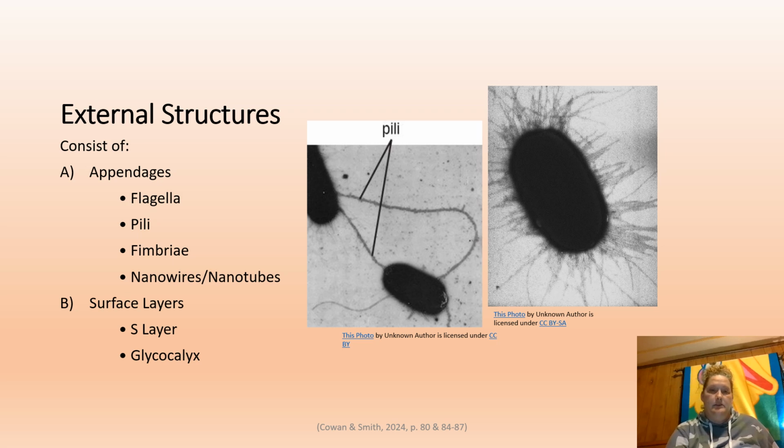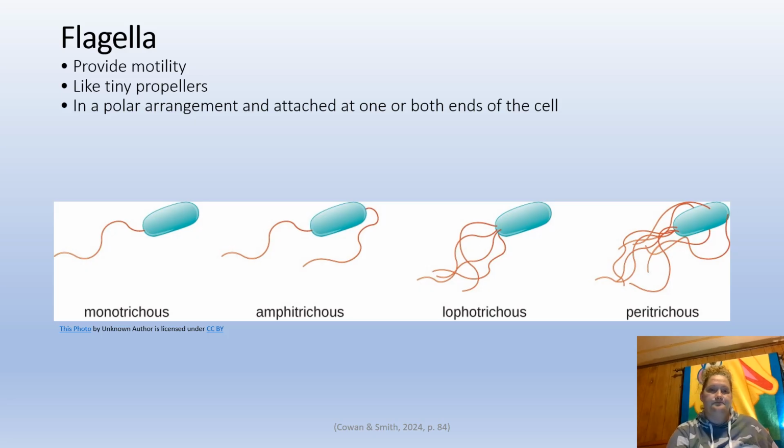And the appendages are flagella, pili, fimbriae, I'm not sure how you pronounce that exactly, nanowires and nanotubes. All right, right here in this first little picture, you can see a picture of the pili, and the second picture, with all this fuzzy hair around it, is a cell with the fimbriae sticking all off of it. All right, I'm going to talk about the flagella first, though.